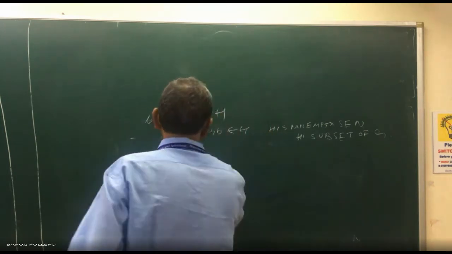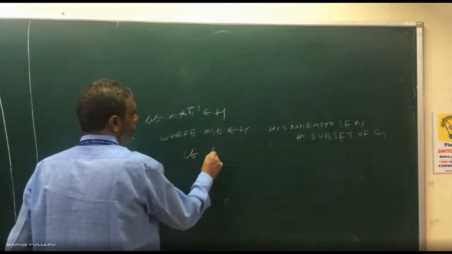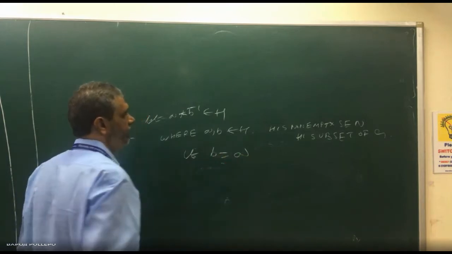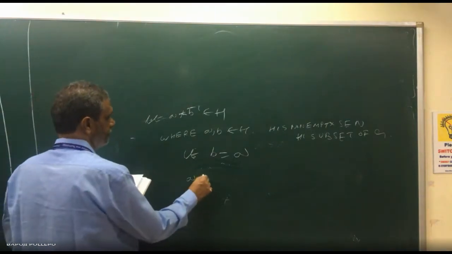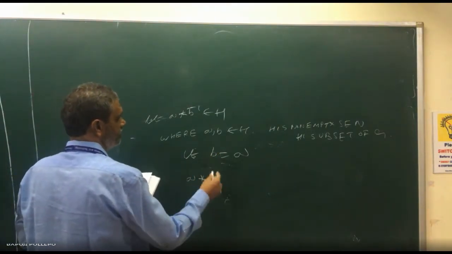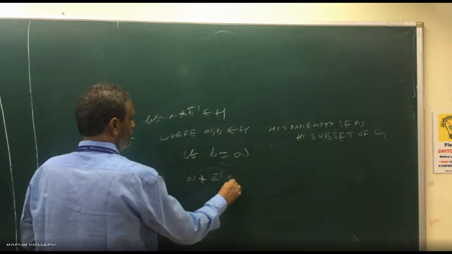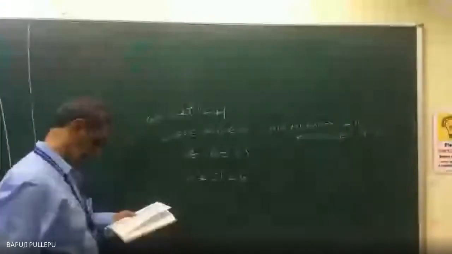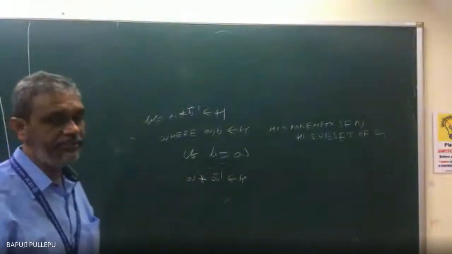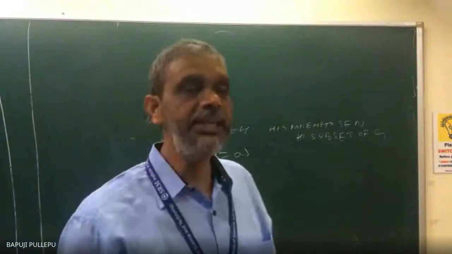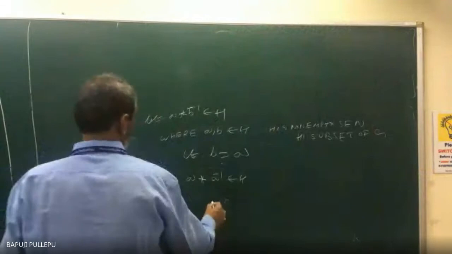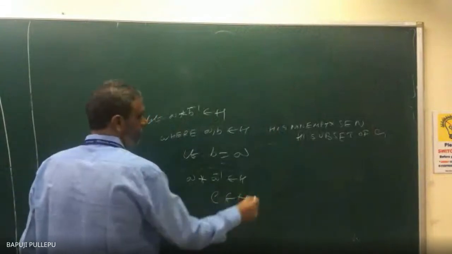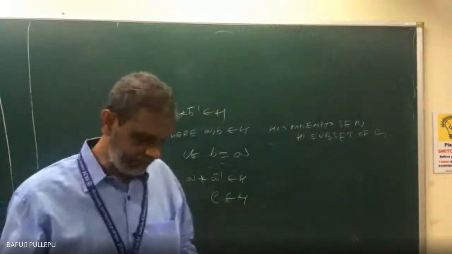Suppose you assume B is equal to A, then the given condition is what? A star B inverse means A star A inverse belongs to H. It's true, because E belongs to H, obviously, that is the subgroup. So from this, what do we write? E belongs to H, and I can say this is a proof.